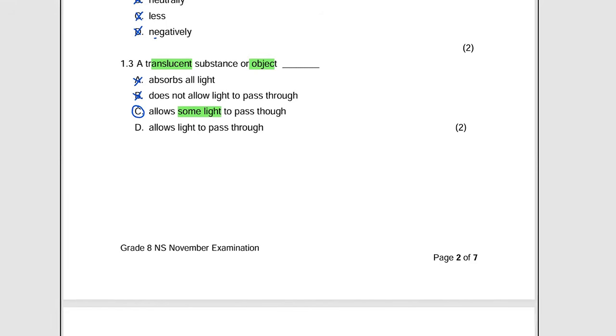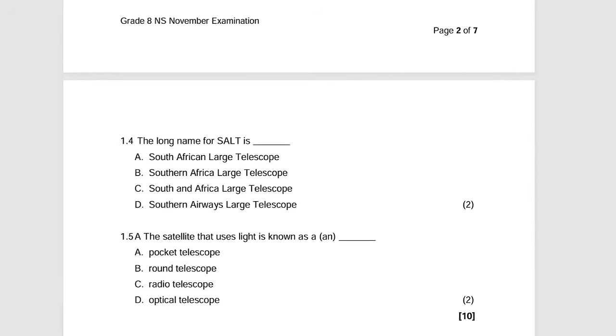Then moving on to D, it says allows light to pass through. So here, the most important thing that you note is that it says allows some light. So it's supposed to be some of the light to pass through.